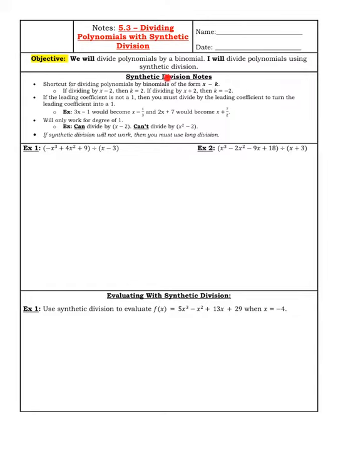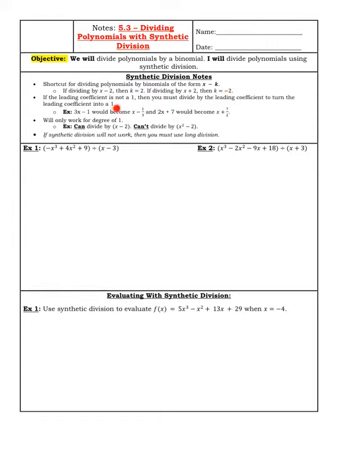It's a shortcut for dividing polynomials by binomials in the form of x minus k, meaning something that looks like this, x minus a number or x plus a number, okay? When it says x minus k, just basically flip the sign. So if you're dividing by x minus 2, then k is 2. If you're dividing by x plus 2, then k is negative 2, all right?